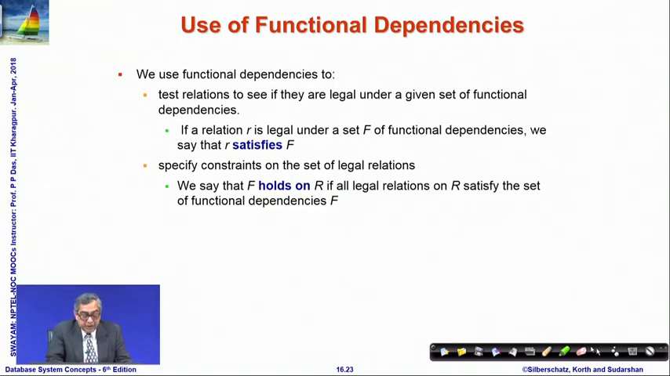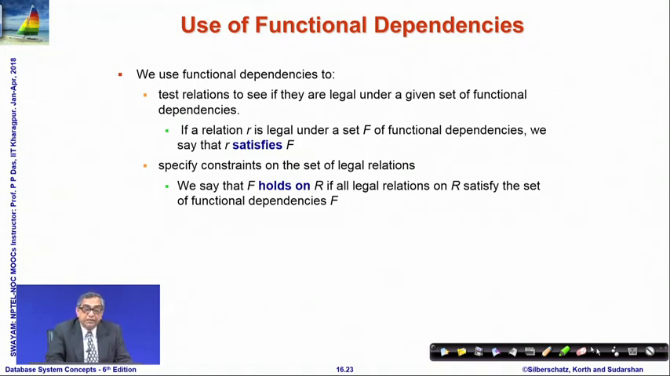So, there could be multiple functional dependencies in the set, and if a relation, we are using small r here just to remind you that a relation means that a particular instance is legal under a set of functional dependencies, we will say that r satisfies it. And if it holds, F will be satisfied by all possible instances of a relational schema capital R, then we say F holds on R.